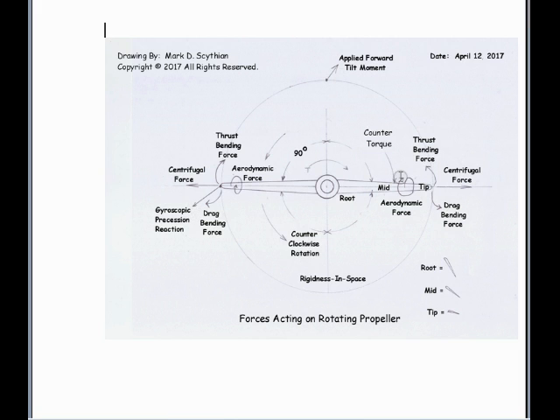Also, the counter torque would also be canceled out too, because it would be an equal amount of counter torque in the opposite direction. So if, let's say, this was flying level and you had so many foot-pounds of torque counterclockwise, it would also equal so many foot-pounds of torque clockwise on the other propeller, canceling out the torque.